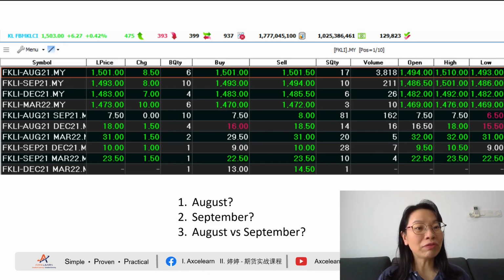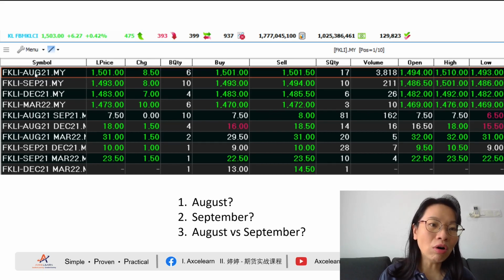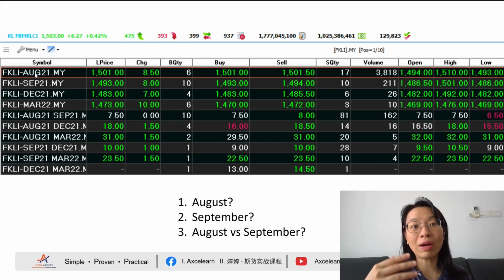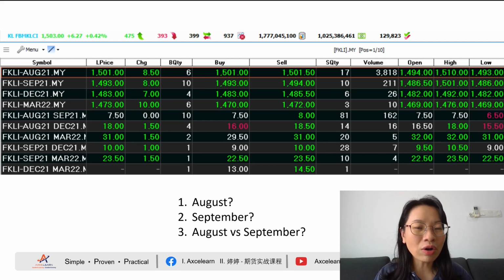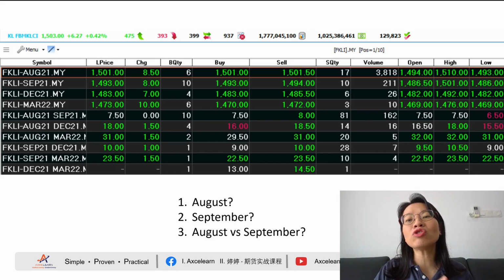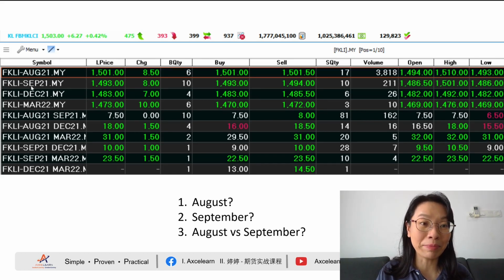Now, what is the difference between August and September? If I'm going to answer this question, the same thing will apply. What is the difference if I'm trading August or December, or August or March? The first thing you need to understand is what I already mentioned: your expiration date. They are different. If I'm trading August, once August expires, I can still roll over to the next month. I can still change to September to trade.